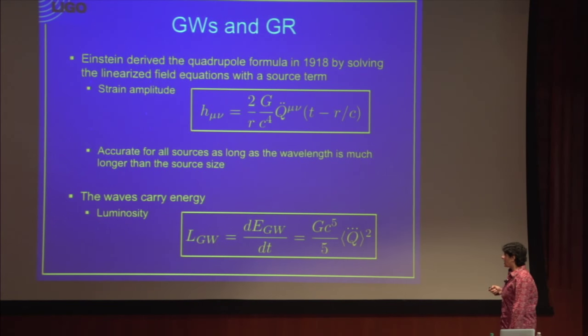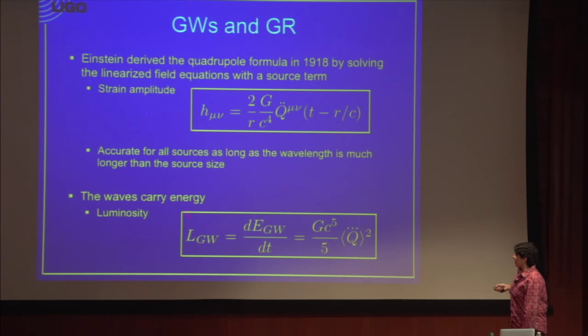Now, Einstein recognized very early on, in fact, that this was looking hopeless. And he did so because, of course, there's a c to the fourth in the denominator, and that makes h a very small number. r is distance to the source. That's not going to help any in the denominator either. And so Einstein was pretty dejected about this. And I'll say a bit more about that.